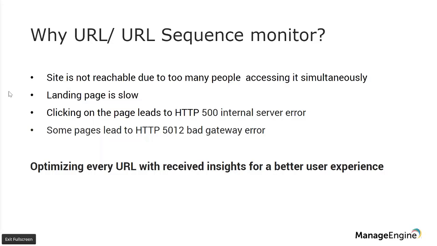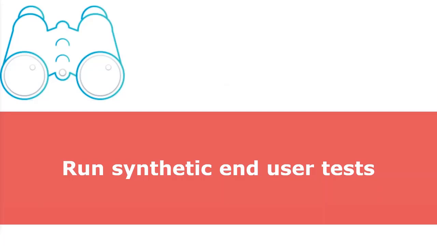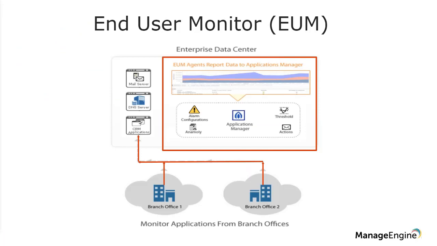So this was about the URL and URL sequence monitor. Let us now proceed to the next topic for the day, which would be how to run synthetic end user tests with the help of the end user monitor. Now, from the image that you can see right now, I think it should give you a fair idea about what the end user monitor is supposed to be doing. Now, the end user monitor again runs with an agent. This agent has to be deployed in a branch location.